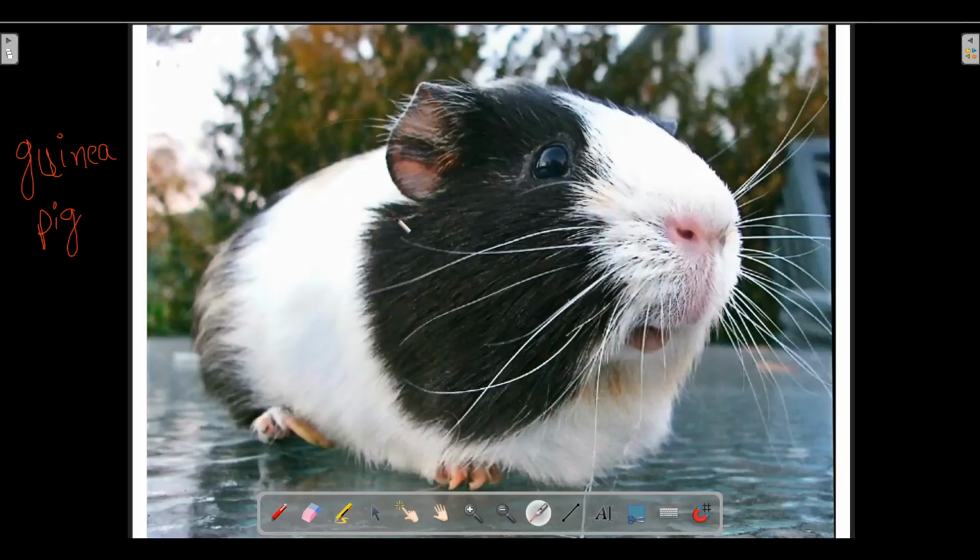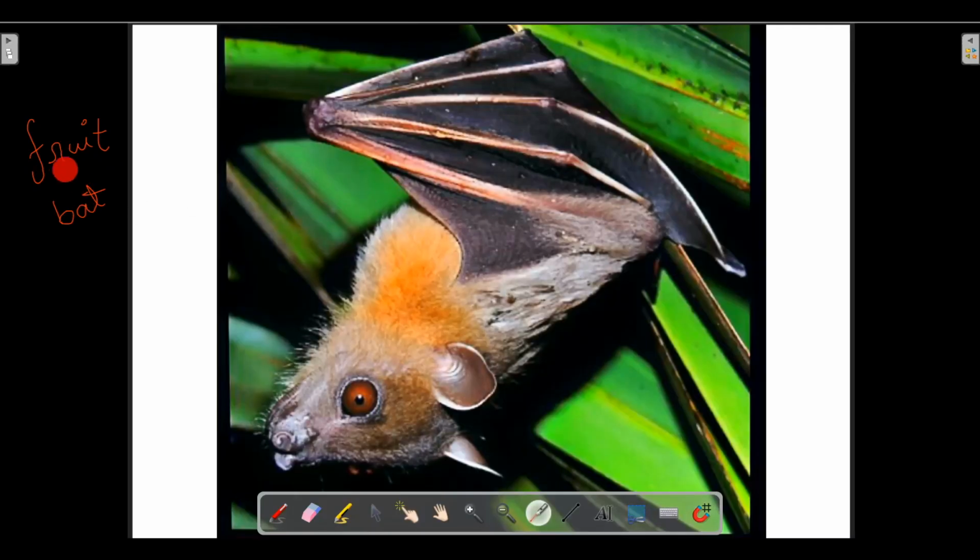First of all, this is guinea pig. Keep this thing in mind. This is guinea pig.